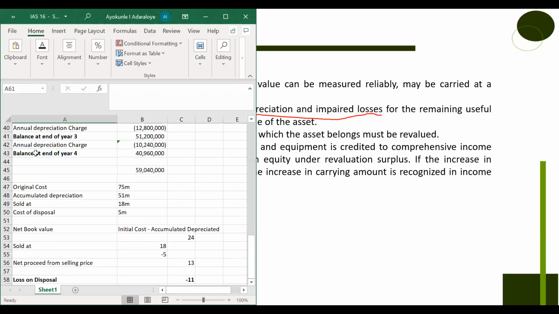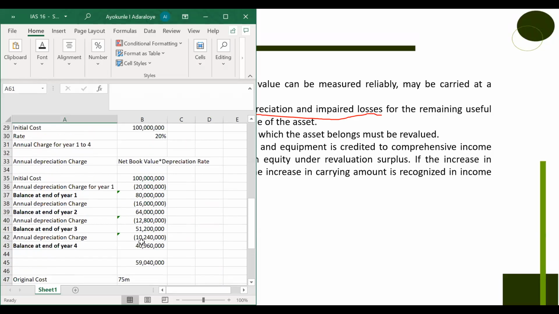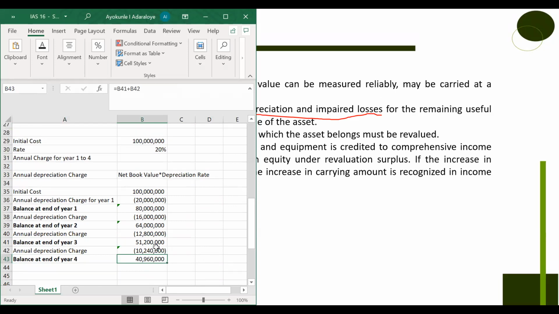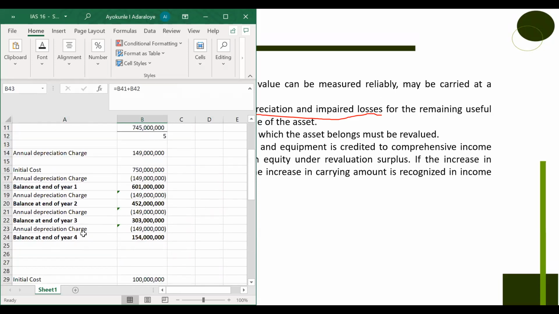This asset, let me use one of the examples that we used before. So this asset that we bought here, after year 4, we said what? The value of the asset. Okay, let me use the one that was straight line depreciation. So balance at the end of the year is what? 154,000. Let's just carry it.